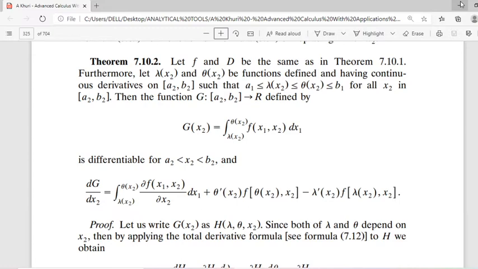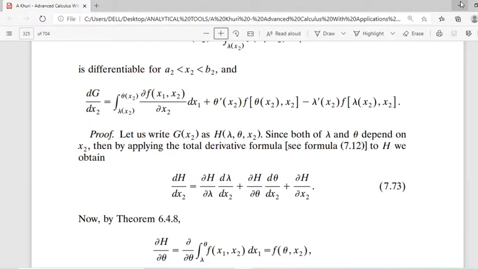So we have to differentiate with respect to x2. We have to differentiate the function with respect to x2, and at the same time the range is a function of x2. So it's a very complicated situation, but we can simplify that differentiation using this theorem. So let us consider these equations.